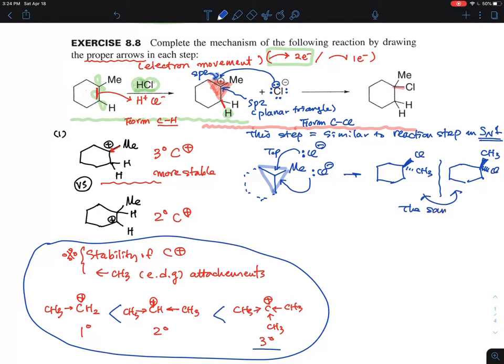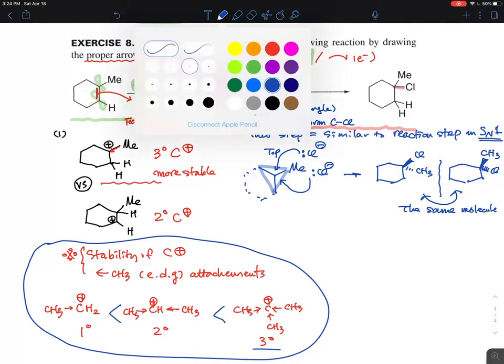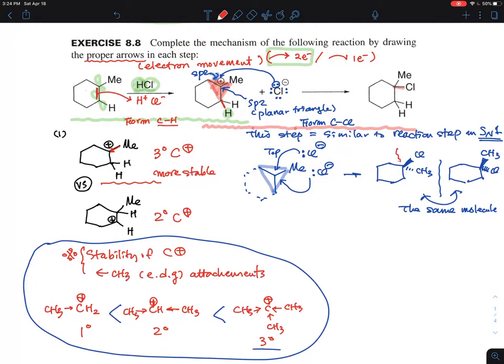They're the same molecule. So that's why they show it this way, because what I want to say is this is not a chiral center. Okay, so this is the second step.